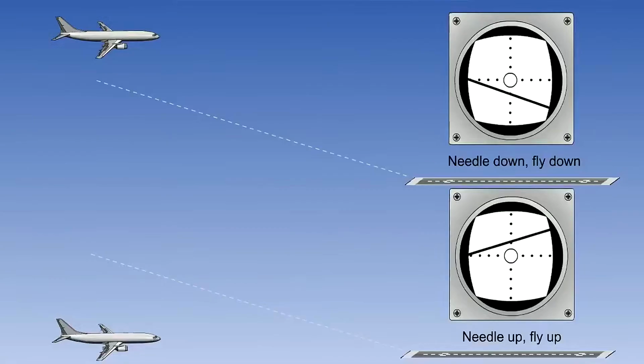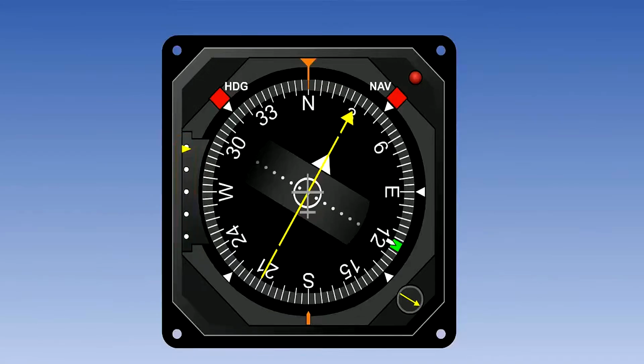If the aircraft has an HSI or horizontal situation indicator, the ILS indications will be included in it. But the glide slope dots and needle may be shown outside the dial on the side.